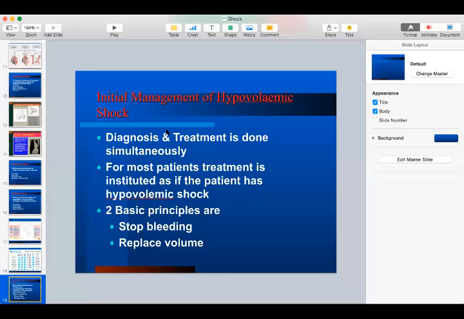All right, now we'll be looking at the initial management of hypovolemic shock. Diagnosis and treatment are done simultaneously. So for most patients, treatment is instituted as if the patient has hypovolemic shock, right? Two basic principles are obviously to stop the bleeding and replace the volume. And initial management for any type of shock is basic that.